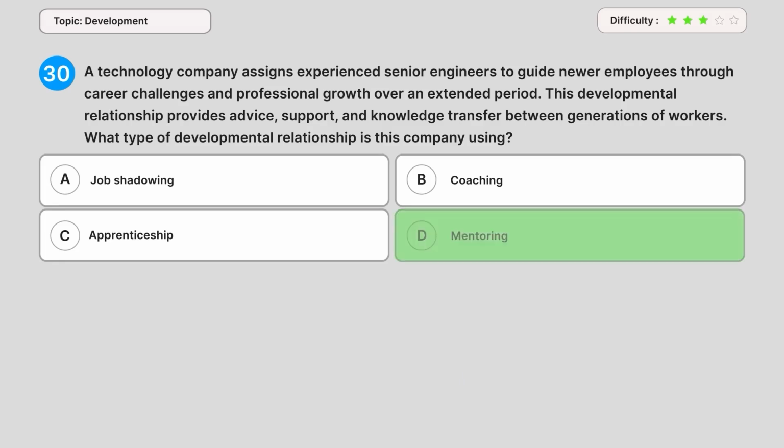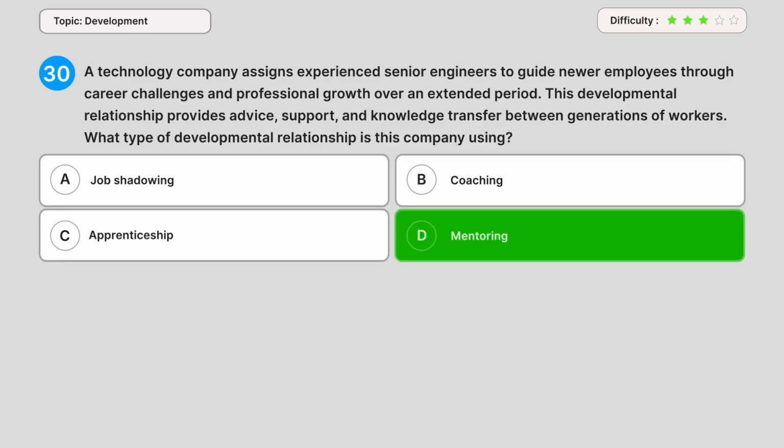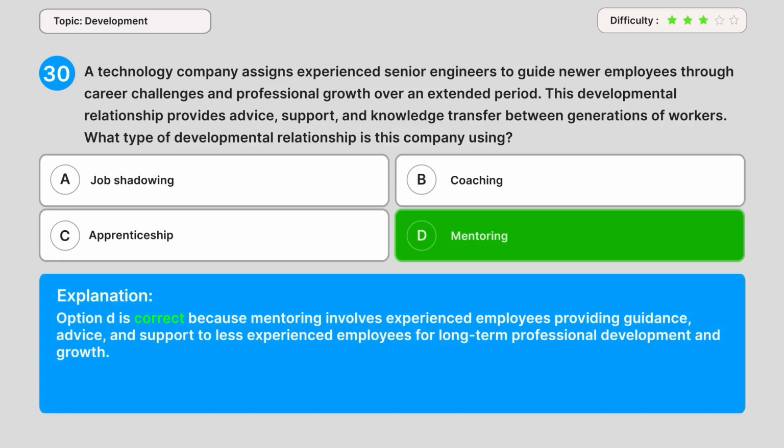Correct answer, D. Mentoring. Explanation. Option D is correct because mentoring involves experienced employees providing guidance, advice and support to less experienced employees for long-term professional development and growth.